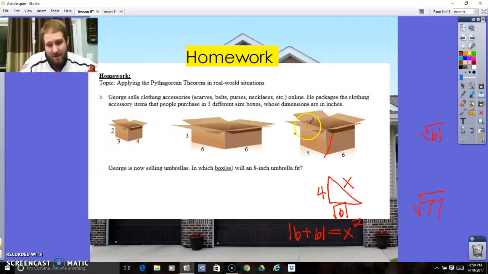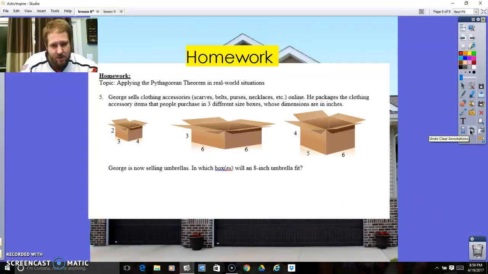Now, I need to think about that. Is that big enough to fit an 8-inch umbrella? An 8-inch umbrella, 8 times 8 would be 64. This is more than 64, so I know that this answer is going to be more than 8. All right, that's it. I know you had to kind of piece things together here on the last 3 questions.